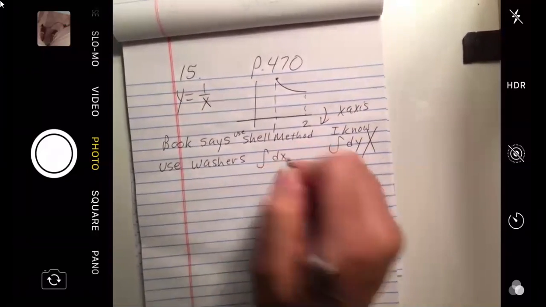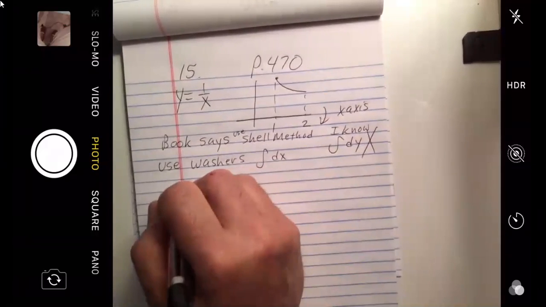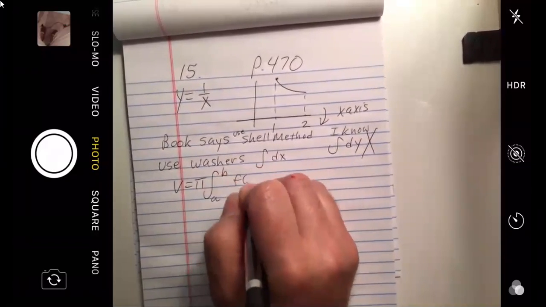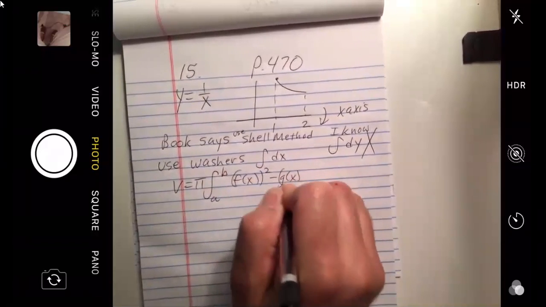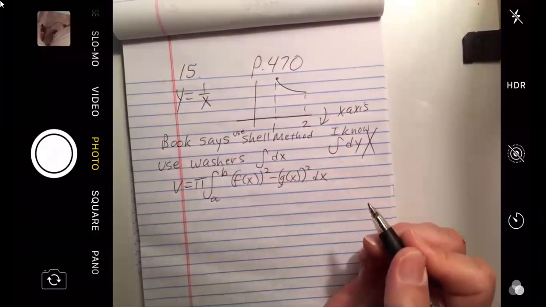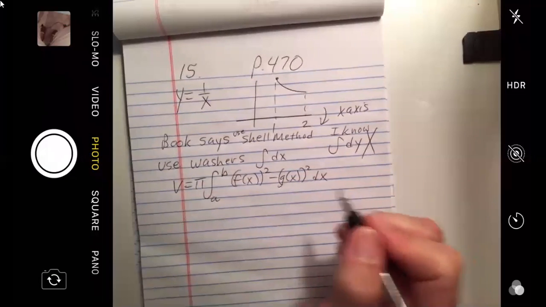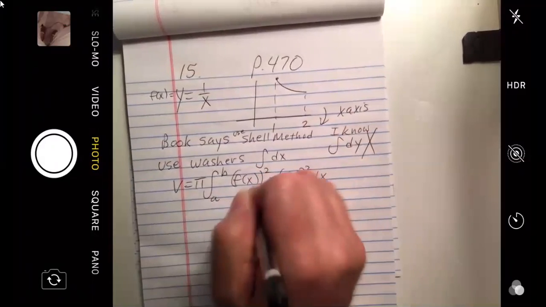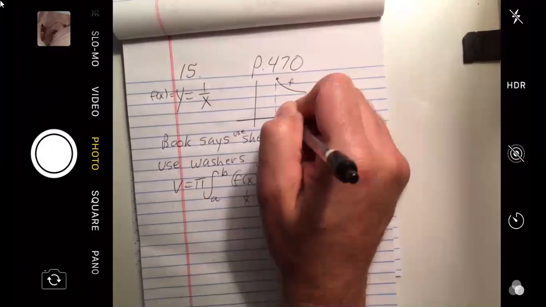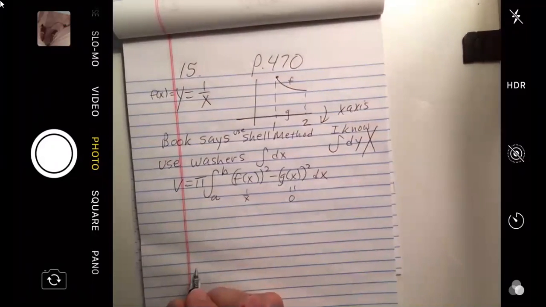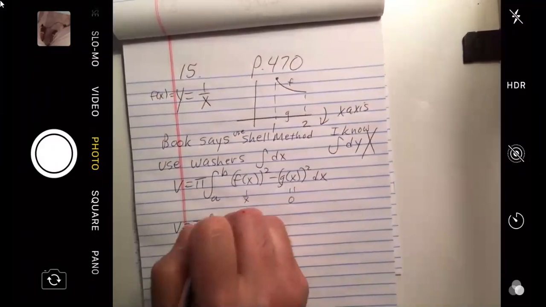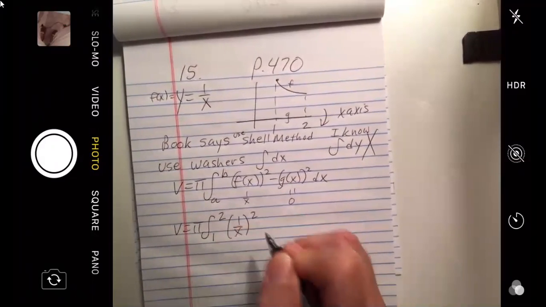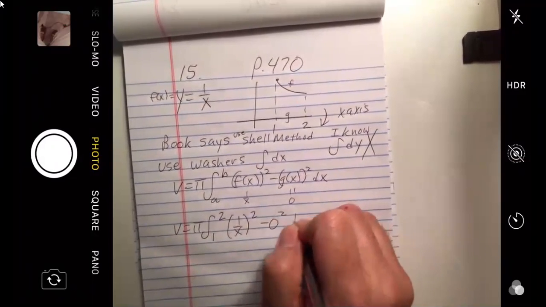This will give me an integral dx. So I'm going to do it by pi integral a to b, f of x squared minus g of x squared, dx. This is your f of x. It's 1 over x. Your g of x is 0. This is your f, this is your g, top over bottom. So I'm going to get pi integral 1 to 2, 1 over x quantity squared, minus 0 squared, dx.